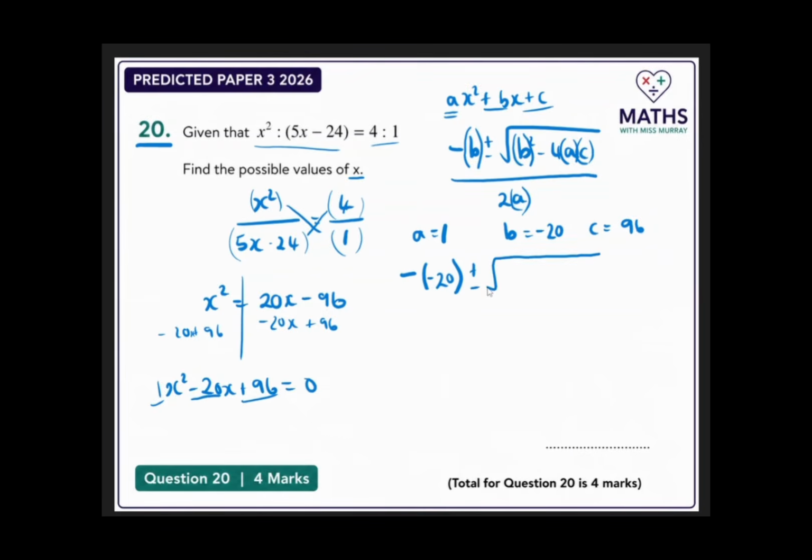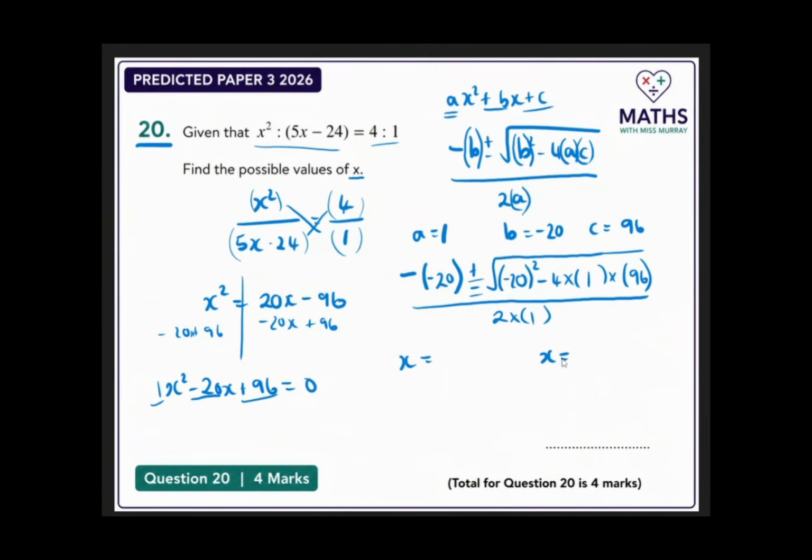Plus or minus the square root, and again put a bracket. B is negative 20. If you don't do that, you'll get the wrong answer on your calculator, because it will only square the 20 and not account for the negative. Minus 4 multiplied by a, which is 1, multiplied by c, which is 96. And then you're going to put it all over 2 lots of a, and that's going to be 2 lots of 1. So when I put this in my calculator, it will give me 2 answers, because I'll do it once with a positive and then again with a negative. So I'll get x equals and x equals.